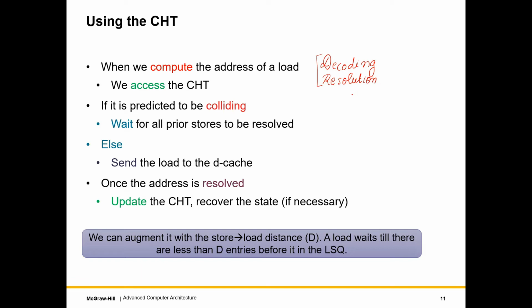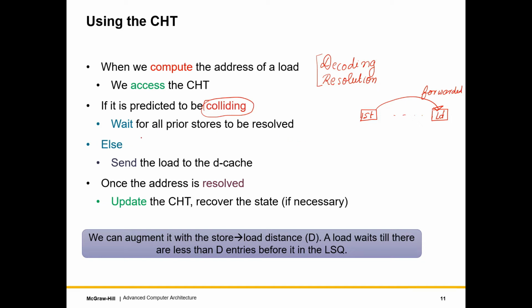So if the load is predicted to be colliding, what it basically means is that in the load store queue there is a store which has the same address as the load. It doesn't mean that there are no intervening stores in the middle that don't have the same address, but there is at least one. So what do we need to do? Well, we need to wait for all the prior stores in the load store queue to get resolved. Once they get resolved, either we get this forwarded value, that is option 1, well then there is no problem at all, or we send the value to the data cache.